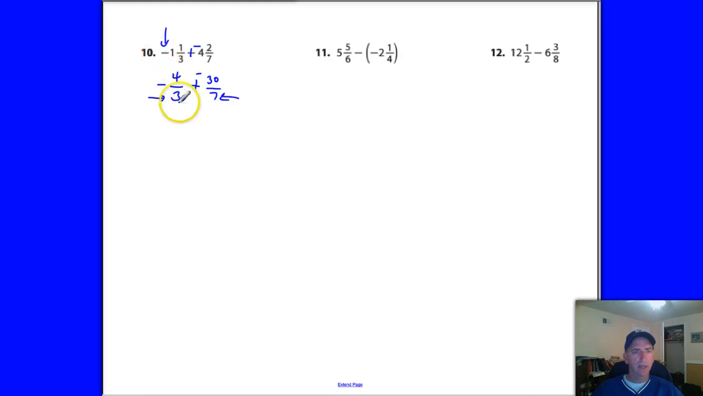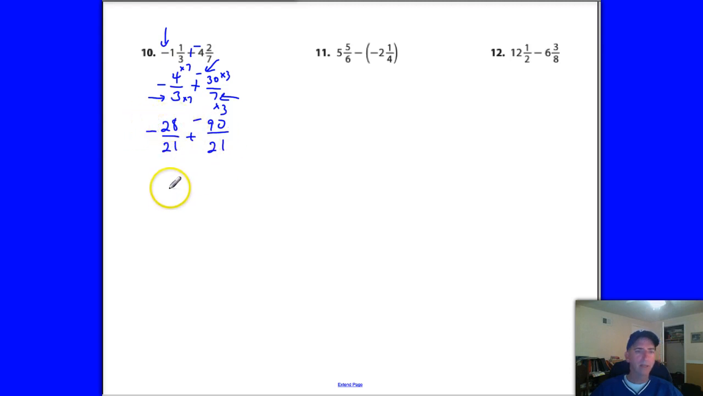So I have to create 21, so I'm going to multiply this by 7. That'll give me 21 on the bottom. Multiply that by 7, 28 on the top. It's negative. This one I'm going to multiply by 3. That'll give me 21 on the bottom. I'm going to multiply that by 3. That'll give me 90 on the top. Don't forget that's negative. So you have negative 28 plus negative 90.